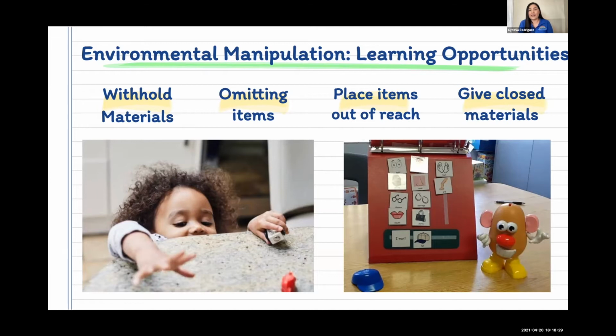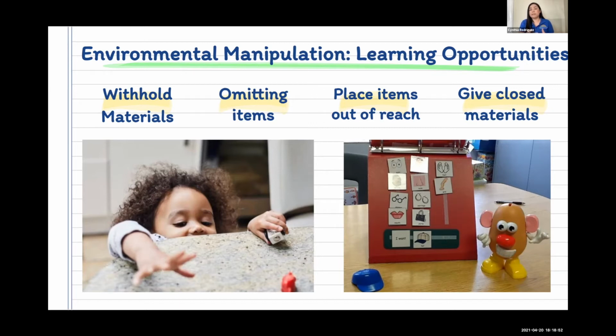Lastly, another way that we could build those learning opportunities is by giving them closed items. So yes, it's very important that a child learns to communicate their wants and their needs, right? But sometimes I feel like we forget that we want children to communicate when they need help. And we all need help at some point. So this is something that is very important for a child to learn.